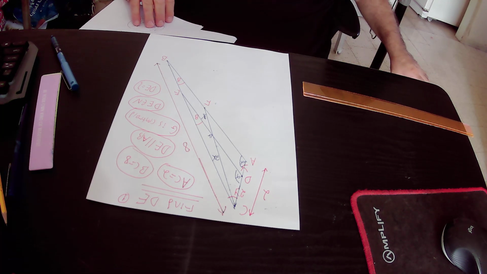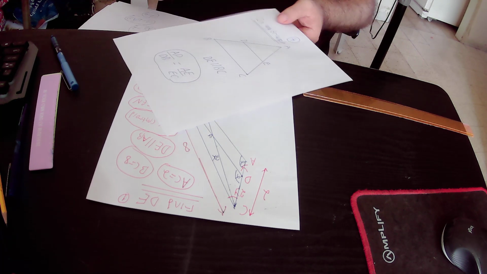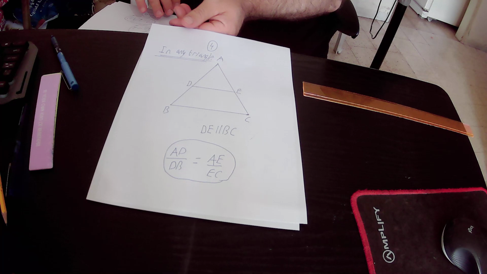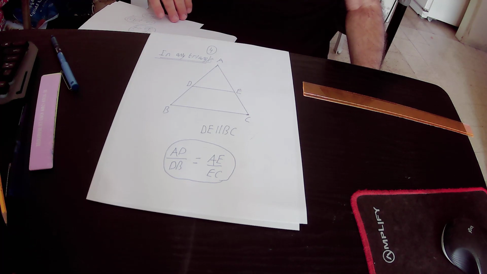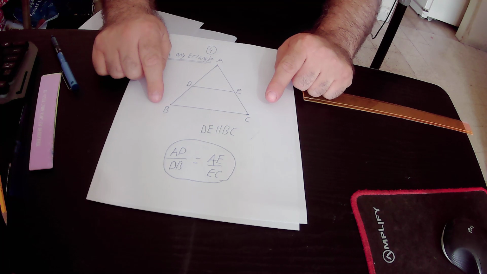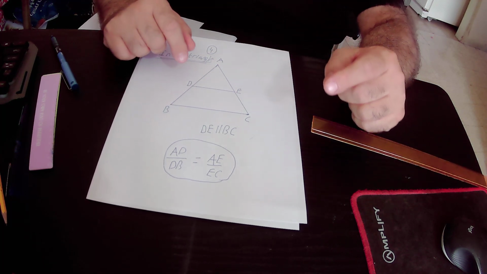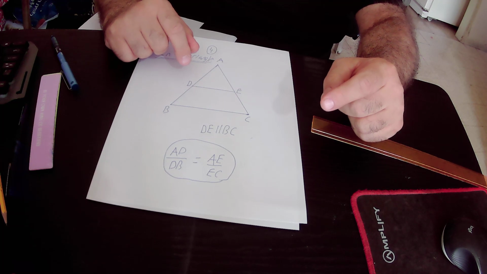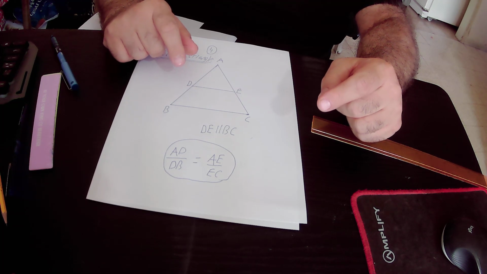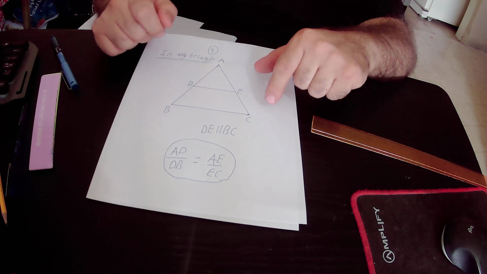And we have another rule that is true in any triangle. If we have triangle ABC, that could be any triangle, and we know that DE is parallel to BC, then the following relationship exists between the sides of the triangle: AD over DB will be equal to AE over EC.